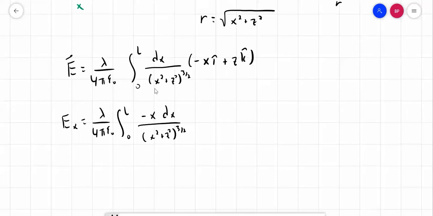All right, now this integral, I would expect you to be able to do because you can do it easily with u substitution. So if you set u equal to x squared plus z squared, then du is 2x dx. Now we have an x dx up here. So x dx is du over 2. So we can replace our numerator without the negative with du over 2. And we can replace our denominator with u to the 3/2.